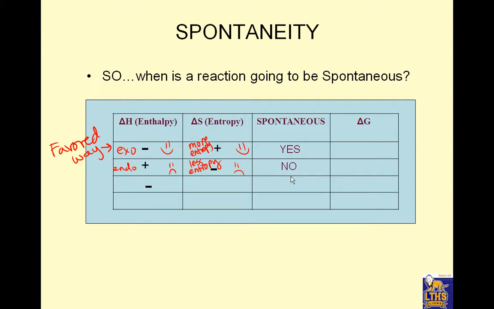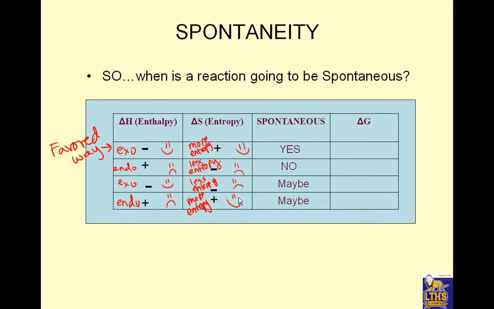And then if delta H is negative, that's exo. That's favored. We'll take it. Oh no, this is less entropy. Negative S is less entropy. That's sad. So what happens here? Maybe your reaction can be spontaneous. Same with the other one. This is endo, not so happy with the naturally occurring. But this is more entropy, so that's favored. So that's also a maybe.